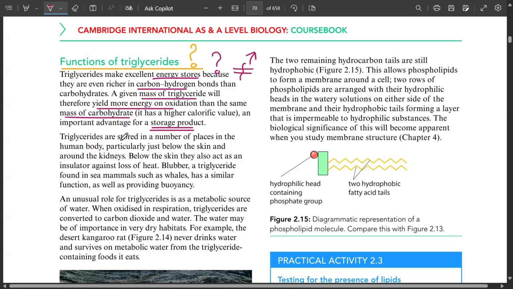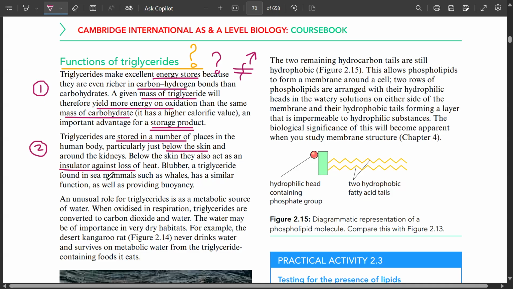Triglycerides are stored in a number of places in the human body, particularly just below the skin and around the kidneys. Below the skin, they also act as an insulator against loss of heat. So first use and function was providing energy. Second is that they provide insulation against loss of heat.